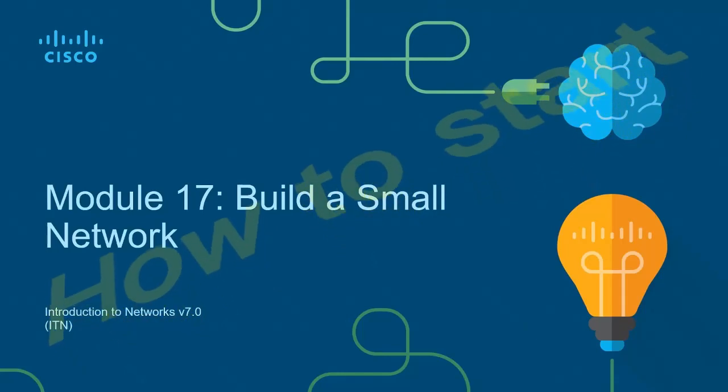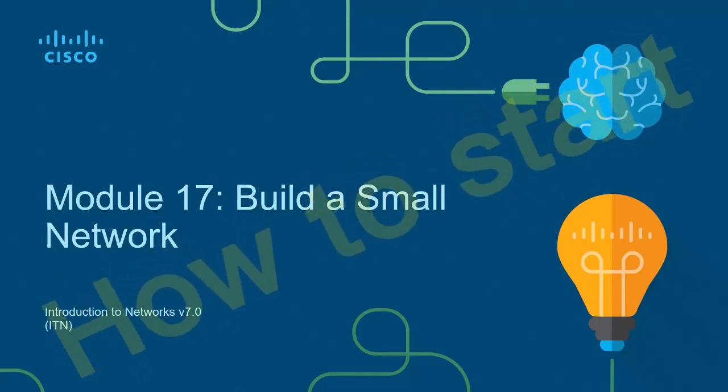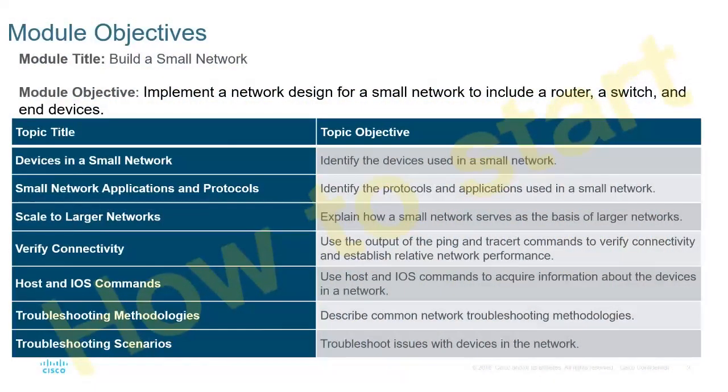Module 17, Building a Small Network. Now that we've gone through all of the different modules, you should have a basic understanding of how networks communicate. So we should be able to build a small network now.